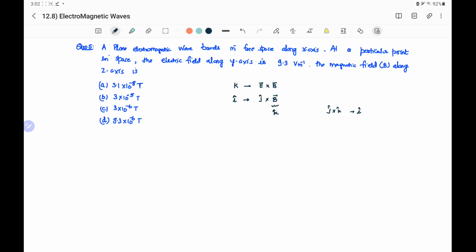Now we have to find the magnetic field. We know that the speed in free space is c, that is 3 into 10 power 8 meter per second, and it will be equal to E by B, the ratio of the electric field and magnetic field. To find the magnetic field, it will be E by C, and substituting the value, E is 9.3 volt per meter and C is 3 into 10 power 8 meter per second. On simplifying, it will be 3.1 into 10 power minus 8 Tesla. Tesla is the unit of magnetic field. So option A is the correct option.